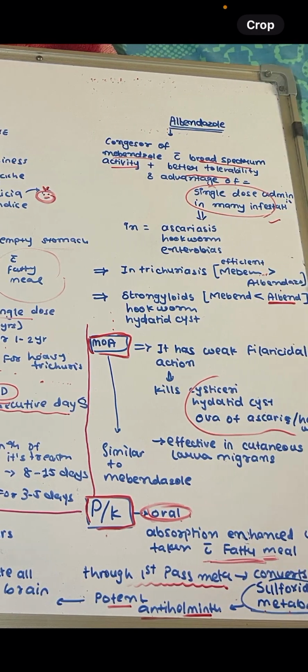8.5 hours. Now the contrasting feature of albendazole is that the metabolite of albendazole, the sulfoxide, is an active and potent antihelmintic, while the metabolites of mebendazole and thiabendazole are inactive.